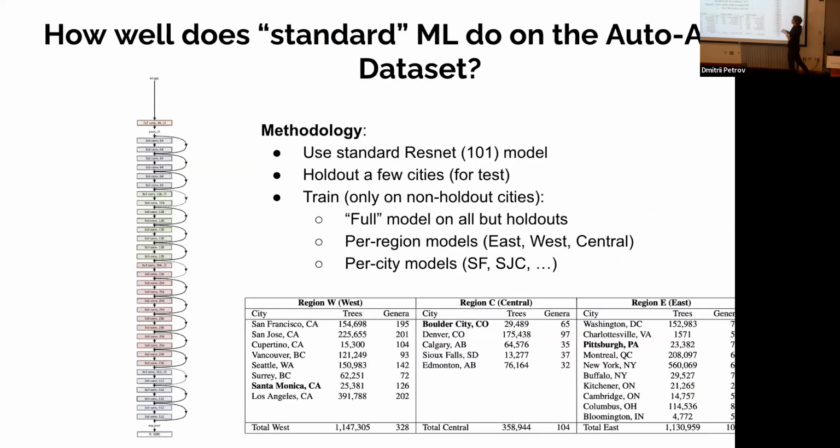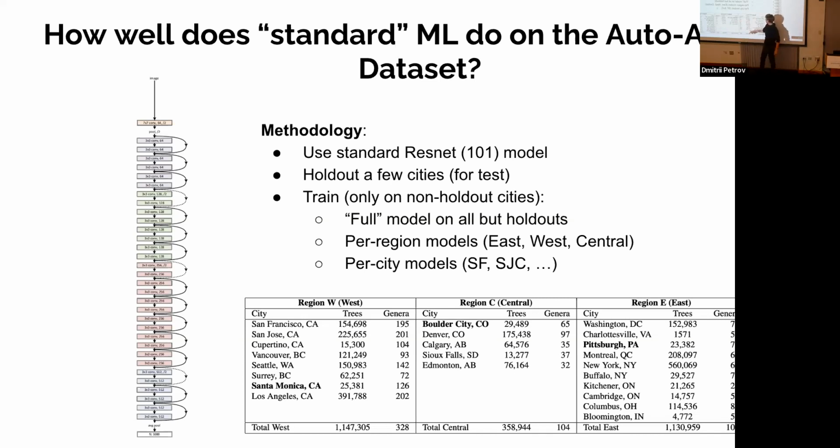So looking at just standard machine learning, using a standard ResNet 101, we hold out a few cities entirely for testing, but also break up each city into a train and test split that are locally split, so that we're not memorizing certain streets. We train on the full data set, all of North America. We also break down training on regional splits, so training on everything from a given region. And we look at training per-city models. This is the entire set of cities broken down by each of these.